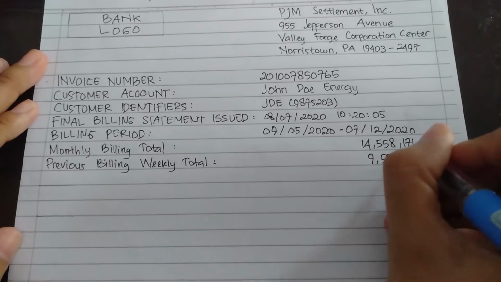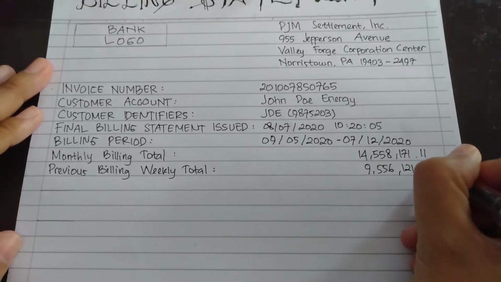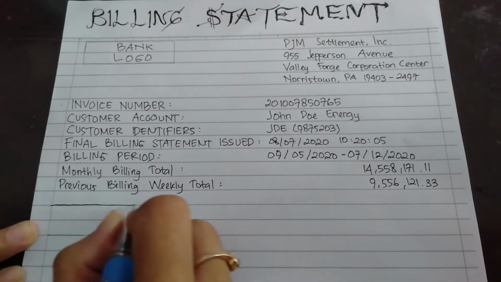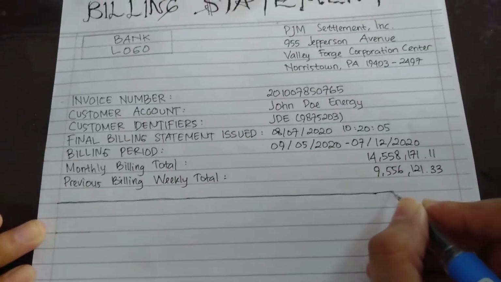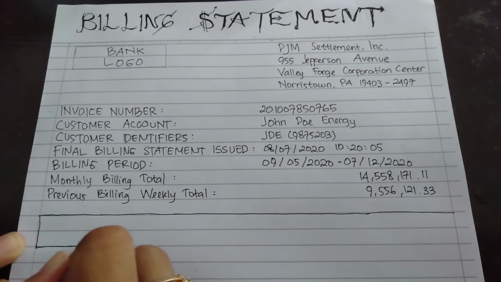You should not mistype it, and you can also mention the previous billing total, and then you can sum the amount of the money.